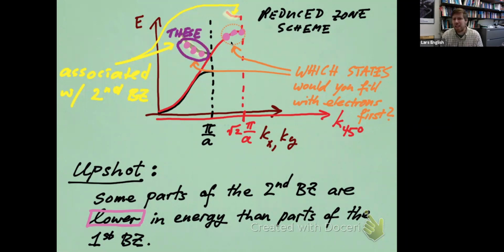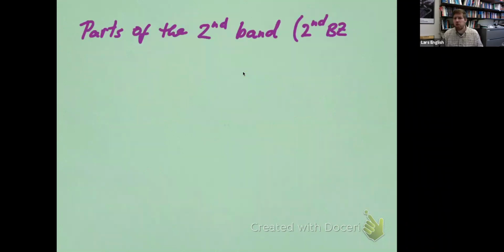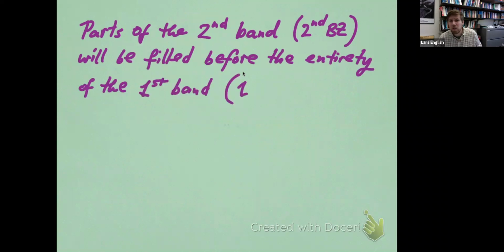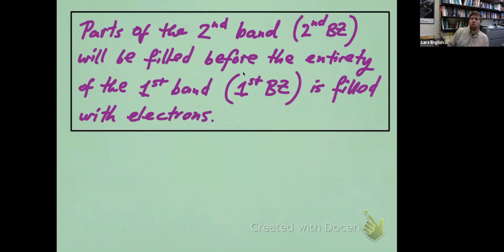You should have answered that these ones get filled up first because they're lower in energy. We always want to minimize our overall energy with our arrangement of electrons, and so I would fill these ones before I would fill those. So the conclusion is that parts of the second band, or parts of the second Brillouin zone in the extended zone scheme, will be filled before the entirety of the first band in the reduced zone scheme, or the first Brillouin zone in the extended zone scheme, is filled with electrons.